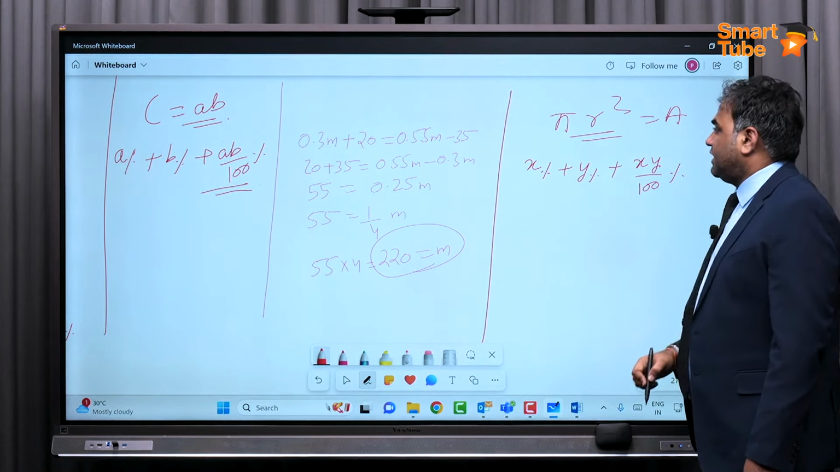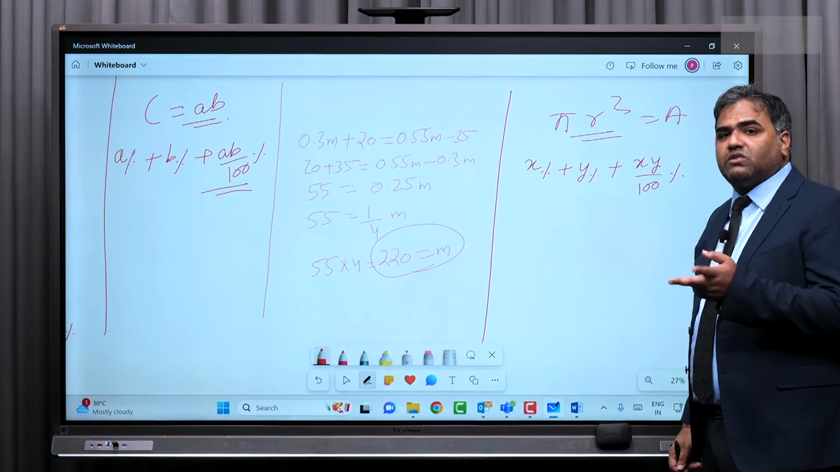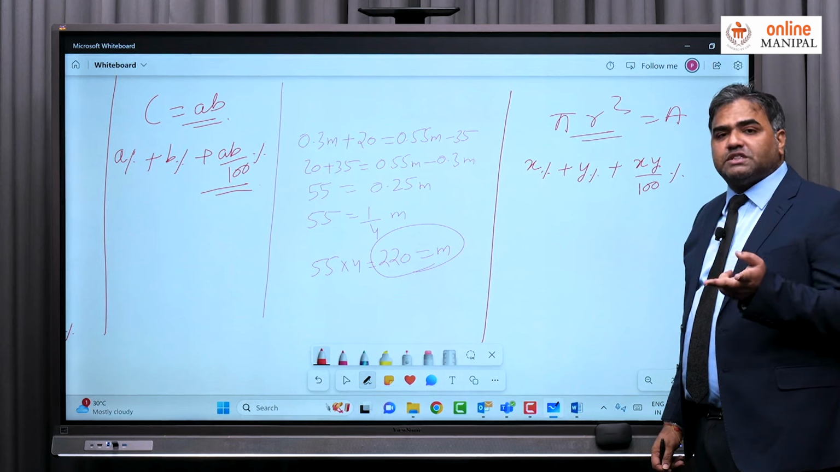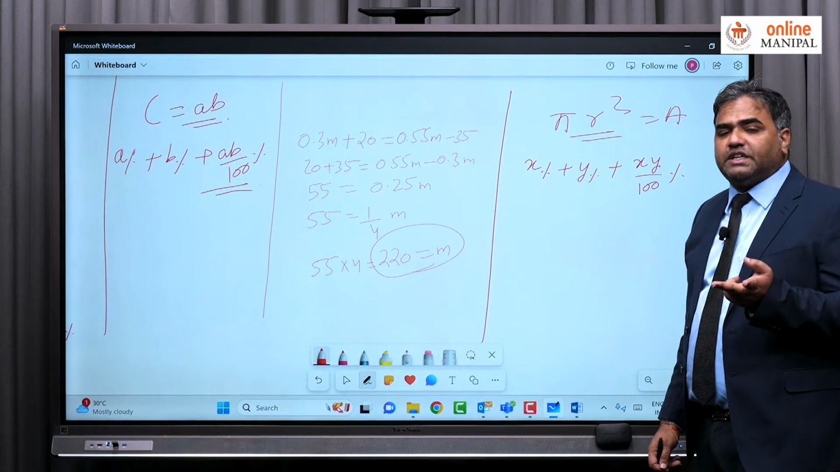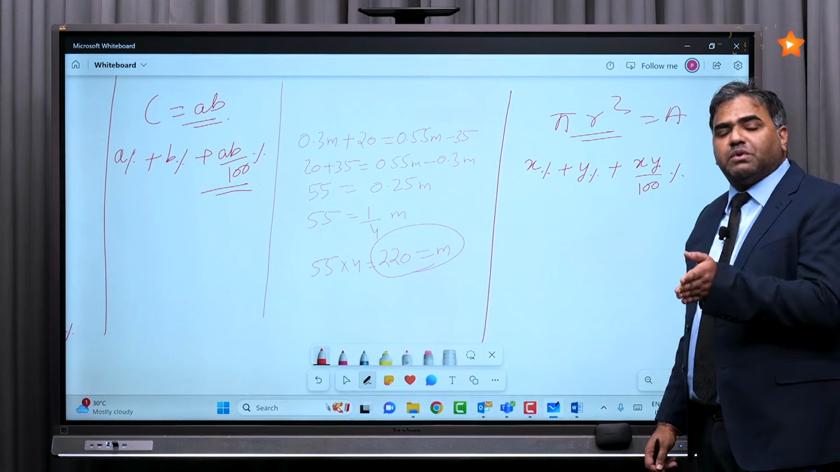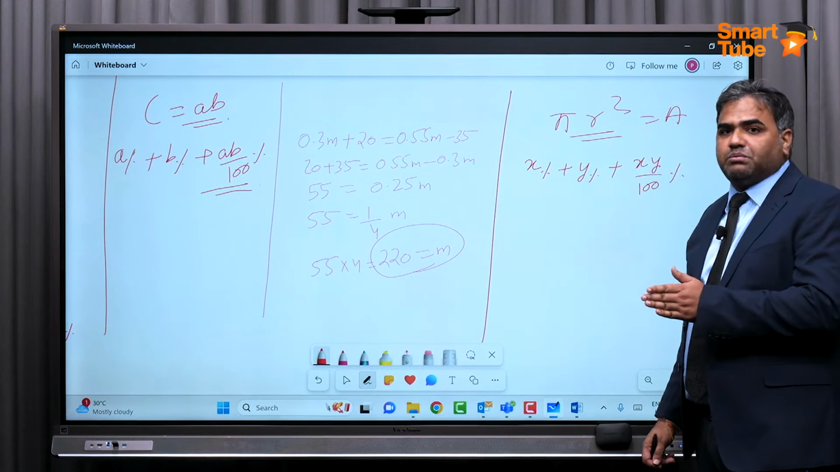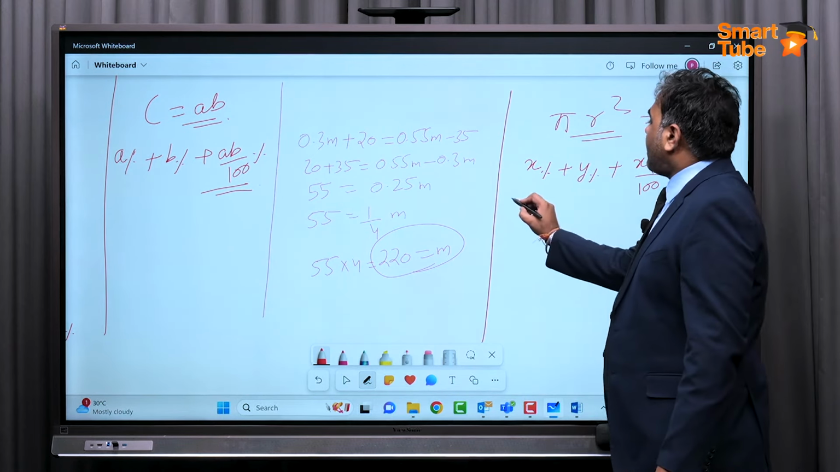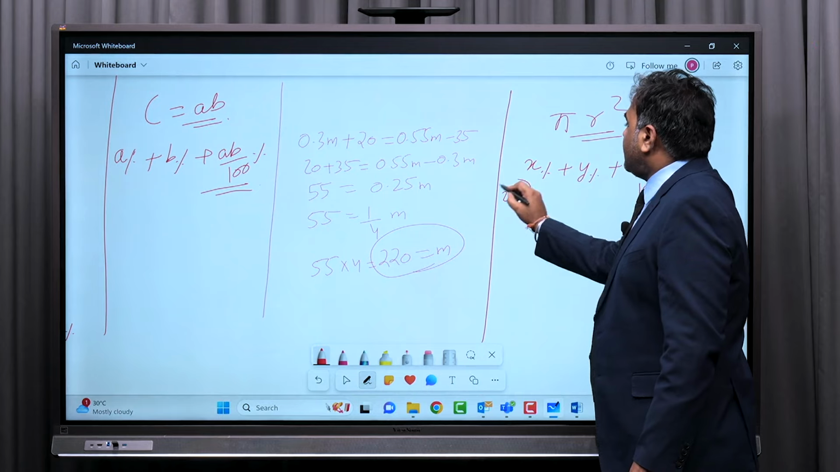So you can remember this. If there are two variables, x and y, x changed by x percent, y changed by y percent, then the net percentage change would be x percent plus y percent plus xy by 100 percent. So here what happened? Your radius changed by 20%.